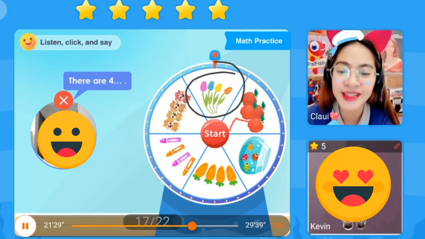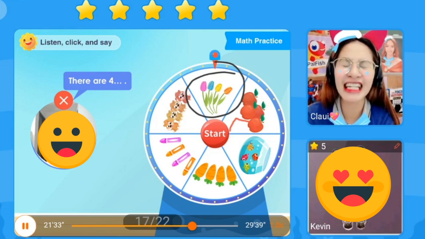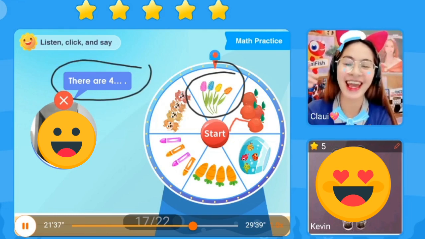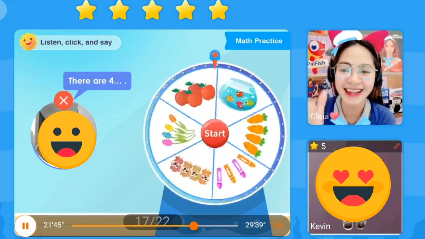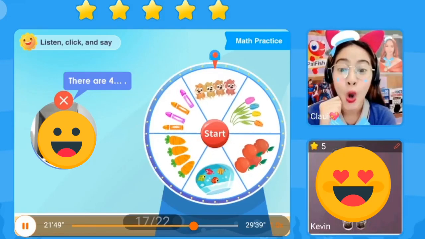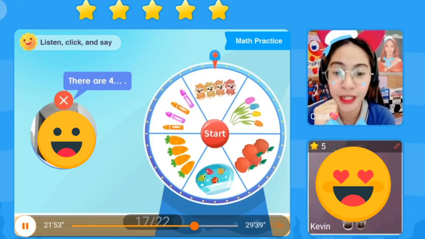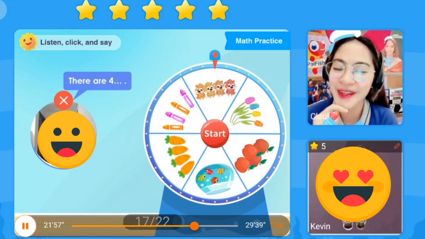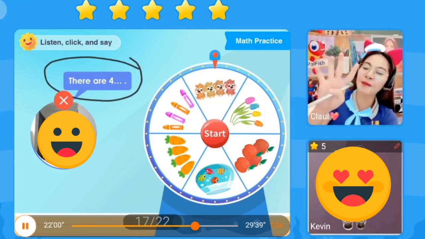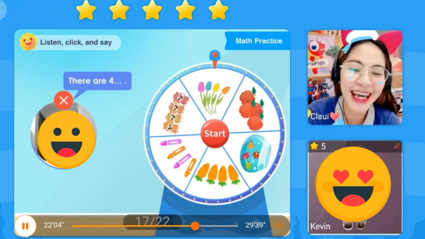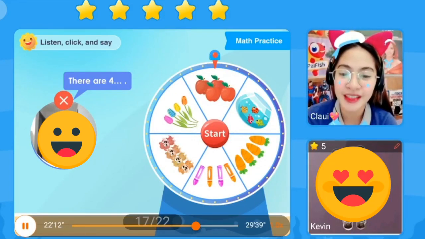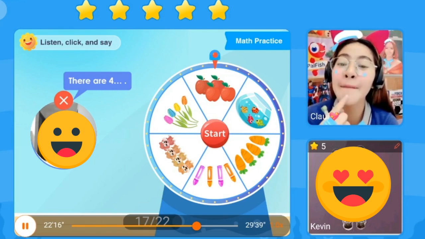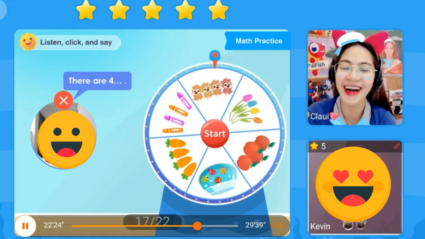How many flowers are there? I see four. Okay, now you say, there are four flowers. There are four flowers. How many puppies do you see? There are four puppies. There are four puppies. Yes. How many apples are there? There are four apples. Wow.